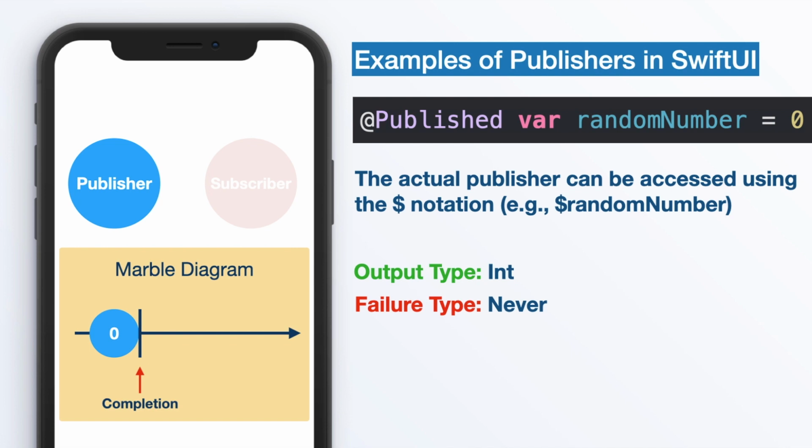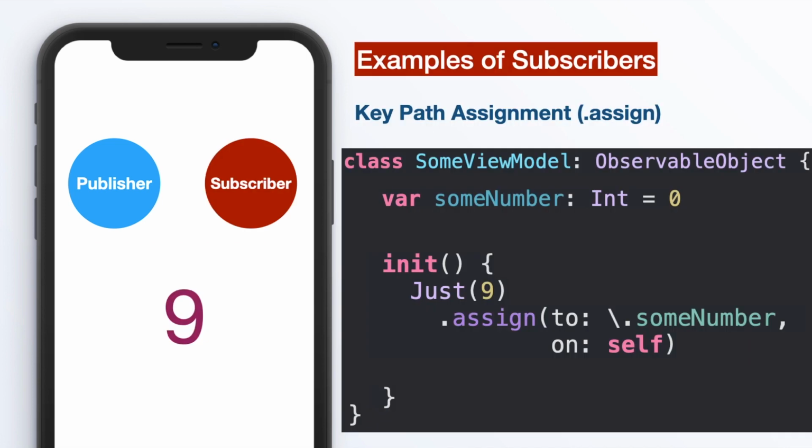Now these are just some publishers. There are many other publishers. However, they all work very similarly. As with every other publisher, they must have an output type and a failure type, and they may complete immediately, at some point in time, or never. Alright, now let's have a look at some subscribers.